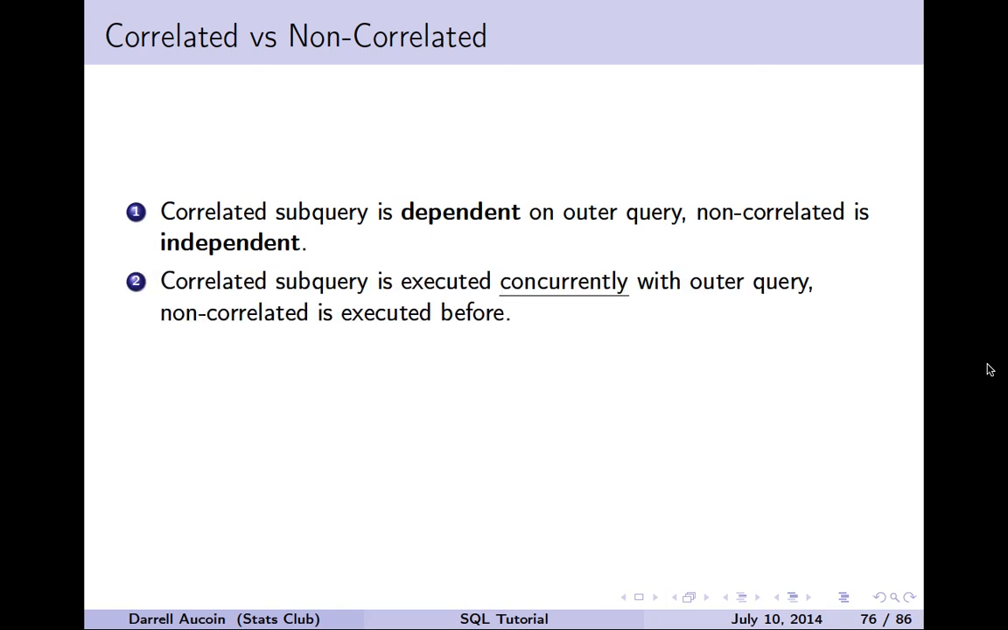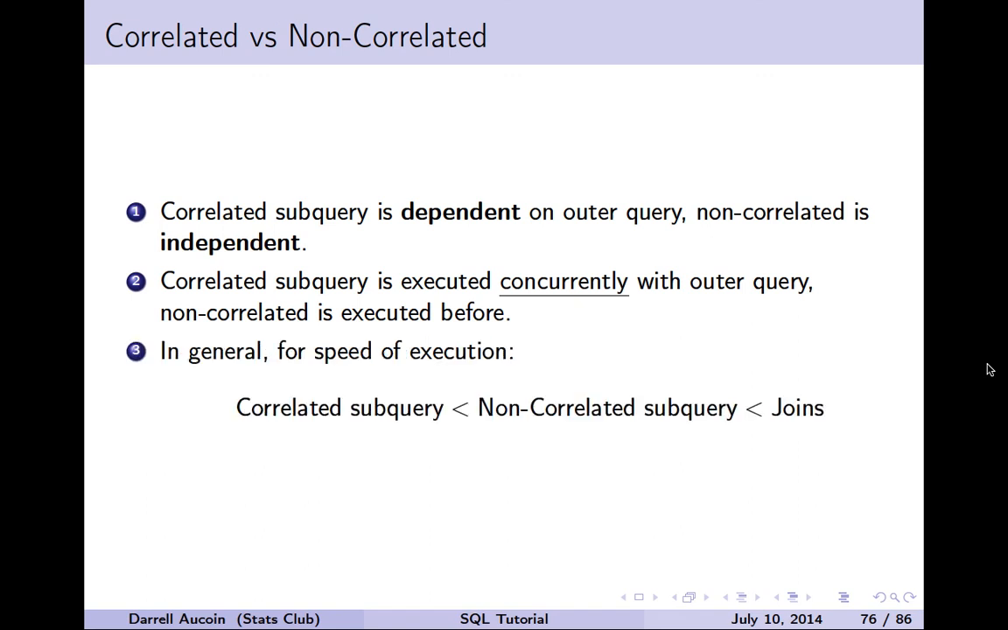Correlated is executed concurrently with the outer one, and in general, correlated queries take more time than non-correlated, which take more time than joins. So it's preferable to do joins rather than non-correlated queries, and if you really need to, do correlated queries.